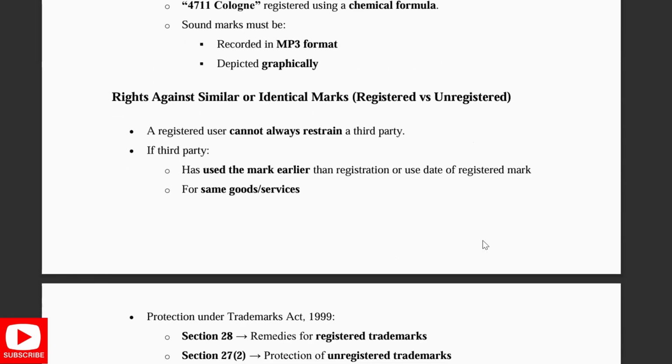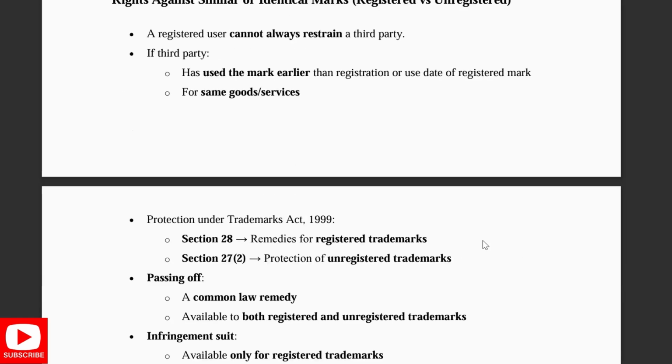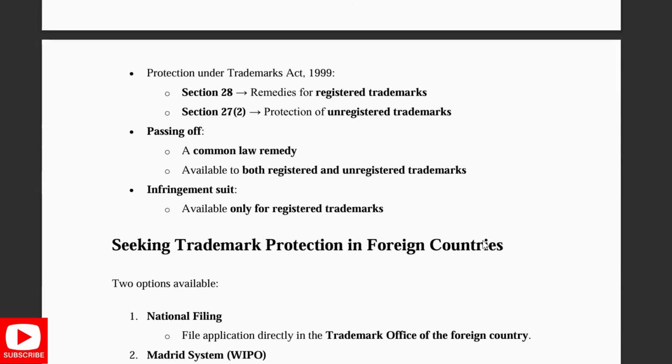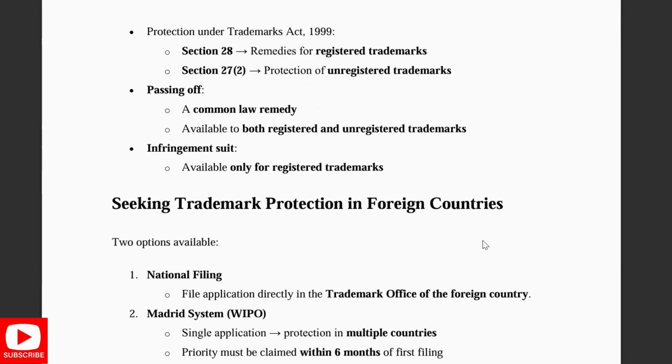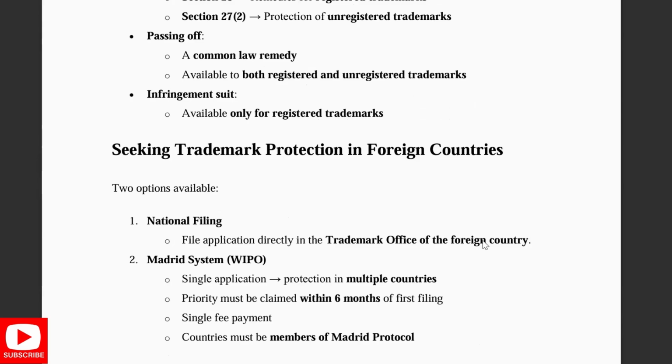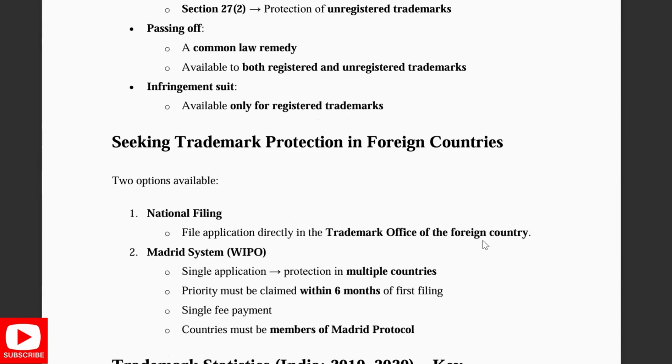Rights against similar or identical marks: the owner cannot always restrain a third party who has used the mark earlier for the same goods or services. Protection: Section 28 and Sections 27, 28 cover remedies for registered trademarks, while Section 27 covers protection of unregistered trademarks. Passing off, a common law remedy, is available to both registered and unregistered marks. An infringement suit is only for the registered one.